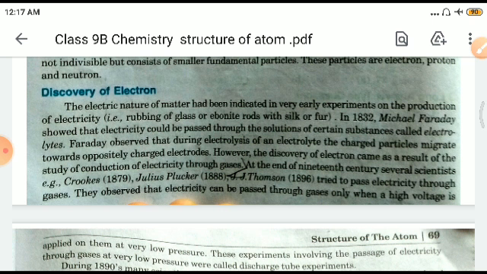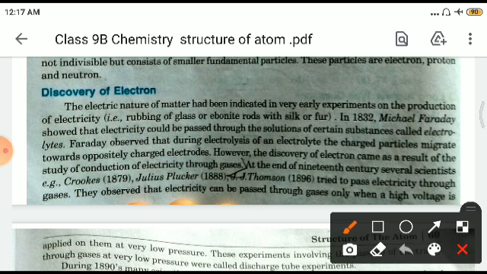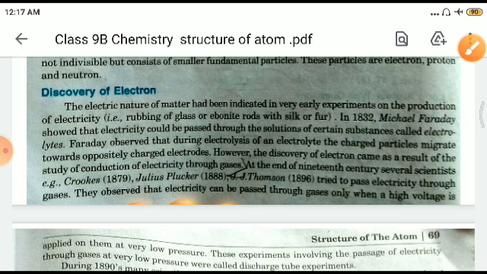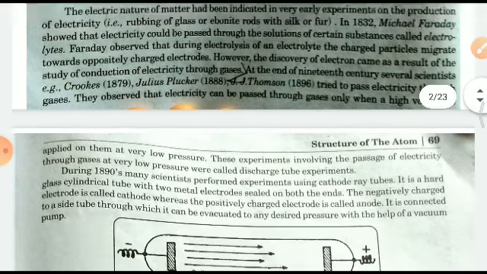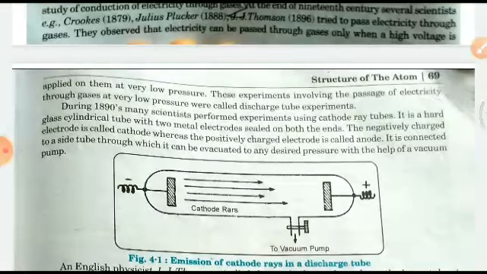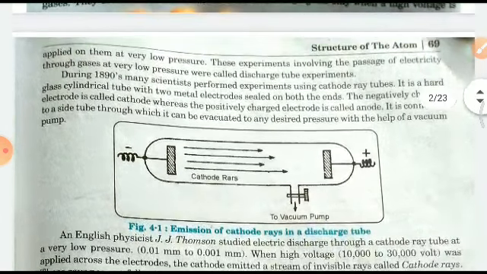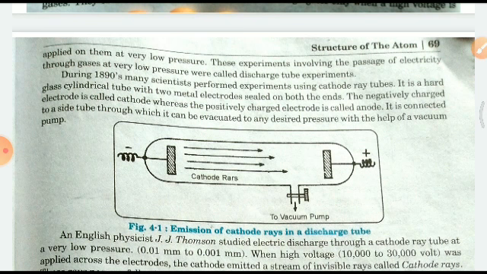However, the discovery of electron came as a result of the study of conduction of electricity through gases. At the end of 19th century, several scientists like Crookes, Julius Plucker, and J.J. Thomson, now this is the name which you need to remember, J.J. Thomson, right? Tried to pass electricity through the gases. They observed that electricity can be passed through gases only when high voltage is applied to them at a very low pressure, and this he did through a cathode ray discharge tube, right?